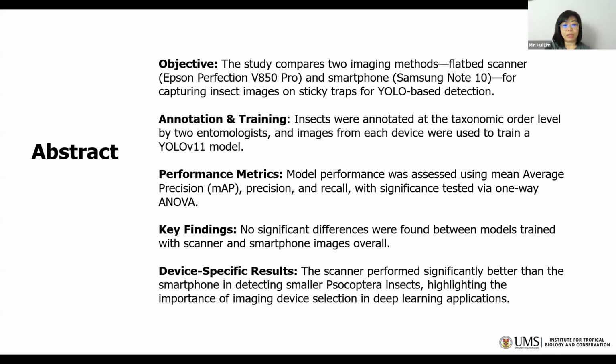Our key findings: no significant differences were found between models trained with scanner and smartphone images in the overall picture. For device-specific results, the scanner performs significantly better than the smartphone in detecting smaller objects like Psocoptera. Psocoptera is a type of very small book lice. This highlights the importance of imaging device selection in deep learning applications.